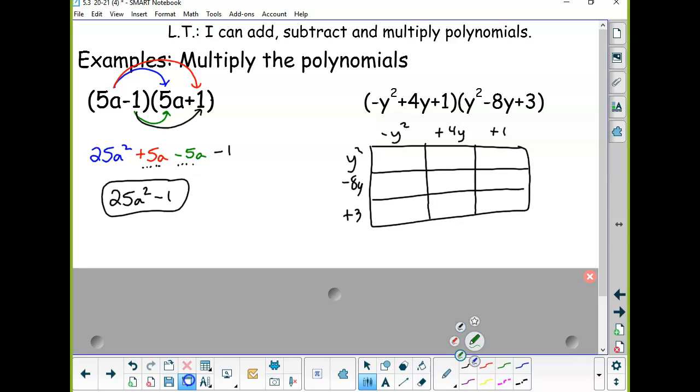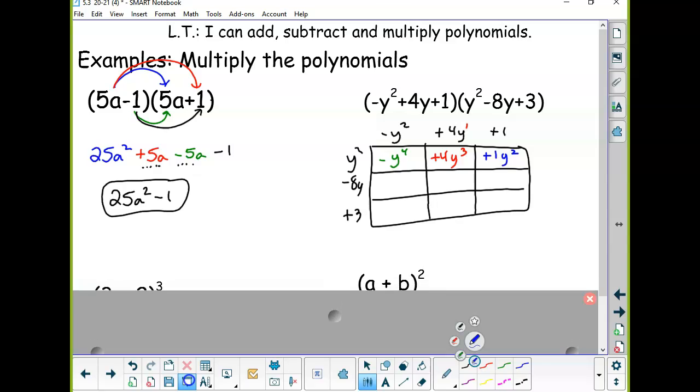If I multiply carefully, y squared times negative y squared is negative y to the 4th. And then I usually take this y squared and I go right across. So y squared times 4y is positive 4y to the 3rd. Remember there's a 1 there and we add our exponents. And then y squared times 1 is positive 1 y squared. And then why don't you guys go ahead and finish this problem as far as you can go.